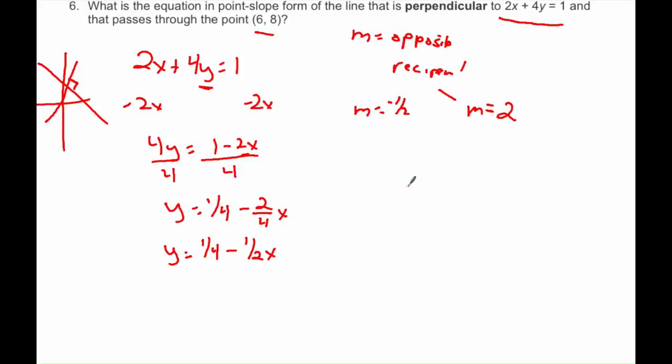Now that I have my slope, this question just says to write it in point-slope form. So y minus 8, because here is my x1 and here's my y1, is equal to 2 times x minus 6. And that's actually it. There's nothing else we can do. You can change it back into standard form if you want, but there's no reason for that. So that's how you would do that one. Point-slope form is straightforward. Again, all we need is the slope.